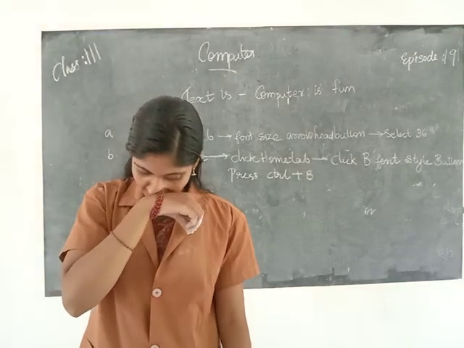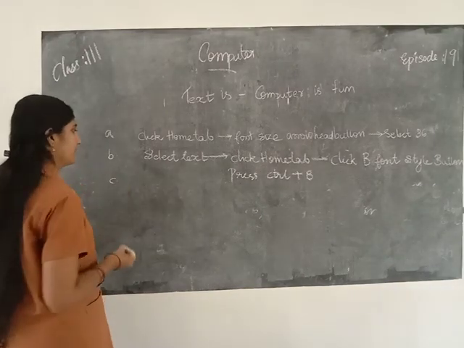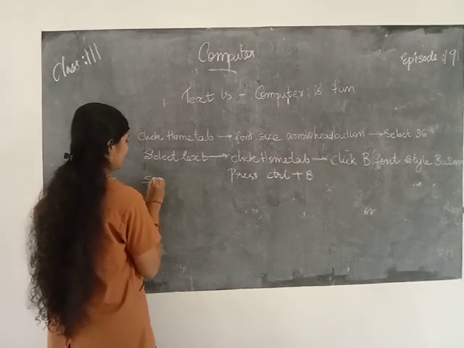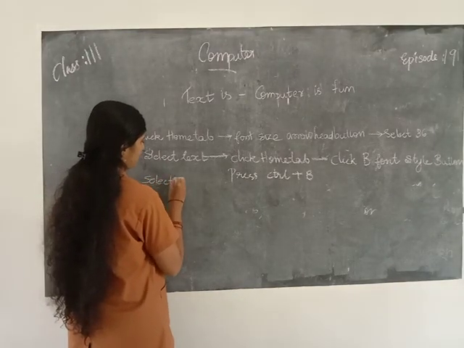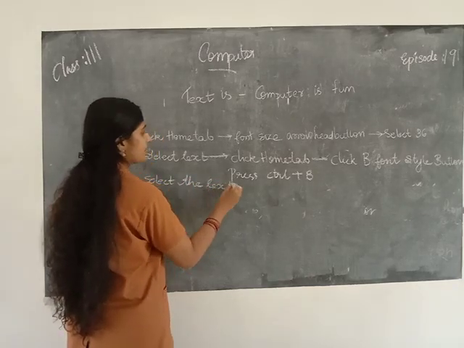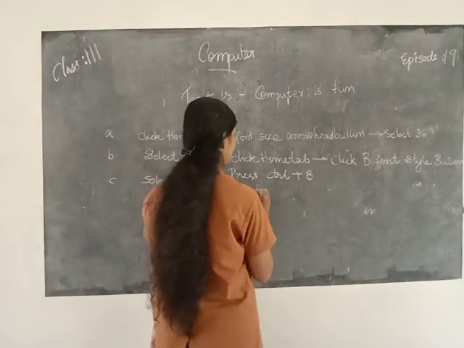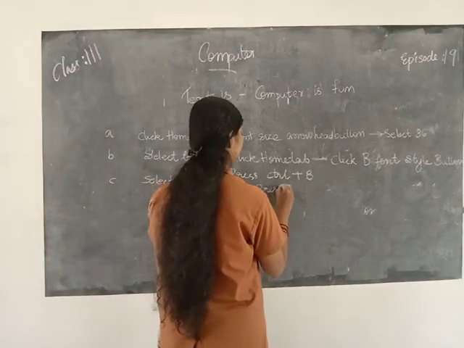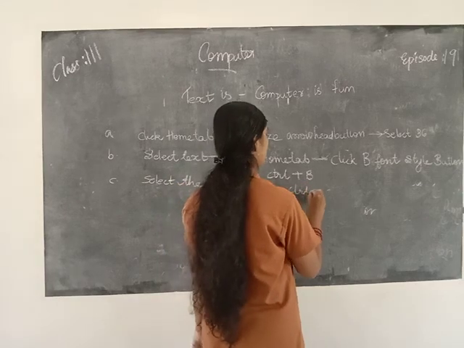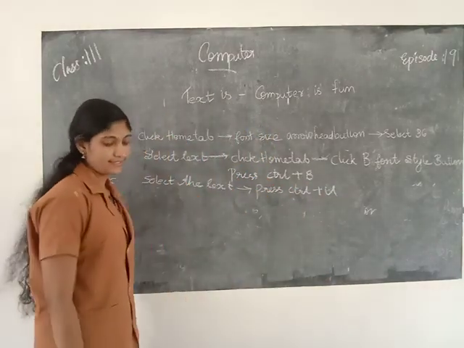Then third question, make it underlined. In a similar way, you can select the text and then press Ctrl plus U for making a word underlined.